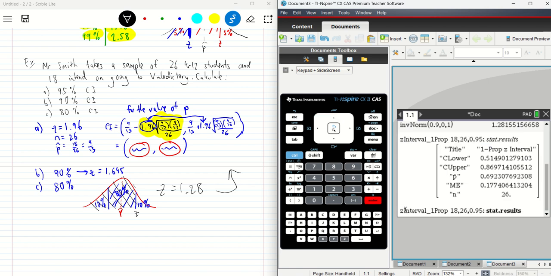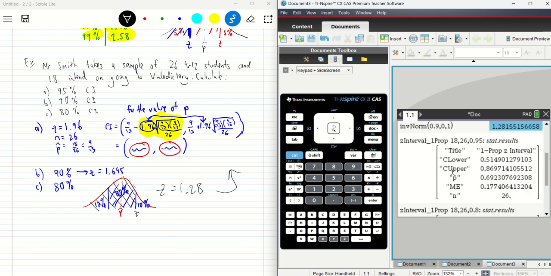And you could do the same thing. I'll just put that in there. It's 18 out of 26, but instead of being 0.95, if you did an 80% confidence interval, it would look like that. And can you see how you've got a wider range, because you've got a lower percentage for your confidence, because you're only 80% confident.